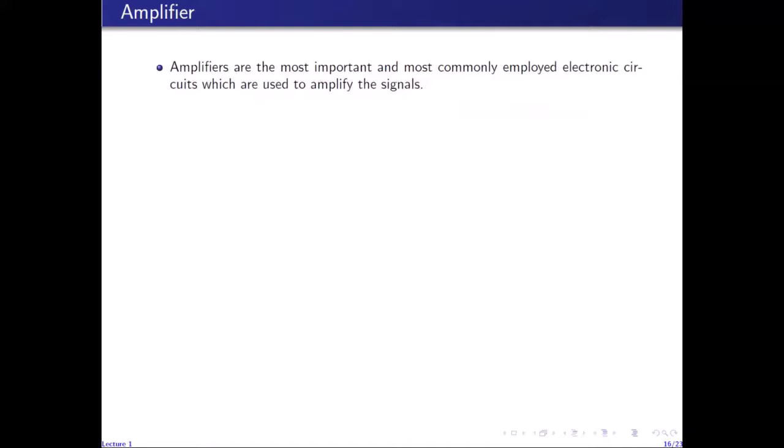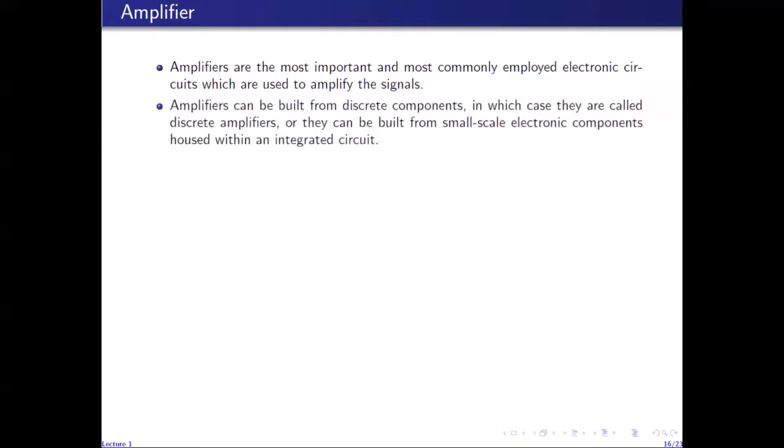So now the second part of the lecture is concerned with the brief introduction of the amplifiers. Amplifiers are, like I said before, perhaps the most commonly employed electronic circuits in analog electronics, which are used to amplify the signal. So amplifiers can be built from discrete components, in which case they're called discrete amplifiers, or they can be built from small-scale electronic components which are housed within an integrated circuit, in which case the amplifiers are called integrated circuit amplifiers.